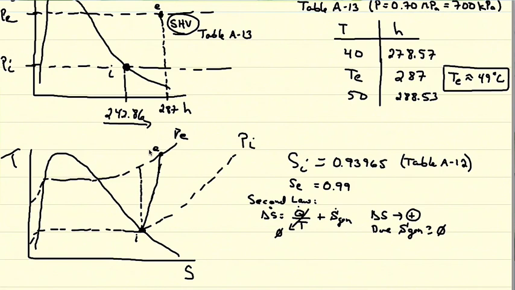Now, there are a few things. If we had done this analysis, and if delta S had been negative, less than 0, then that would have implied that S gen was less than 0, which means that the process is impossible.